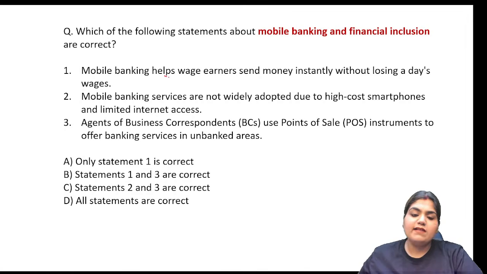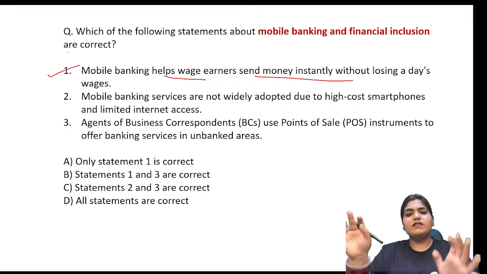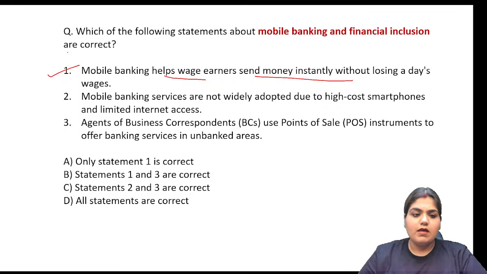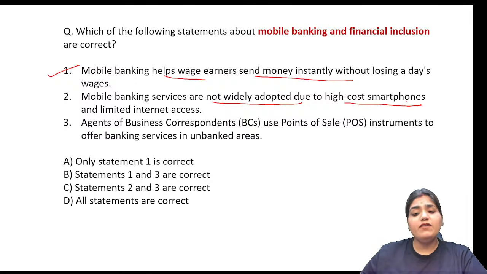Mobile banking helps wage earners to send money instantly without losing a work day wage. Yes, you can instantly put details on your mobile and send the money and receive the money. Mobile banking services are not widely adopted due to high cost smartphones. Smartphones are too cheap these days. Internet is available every place. So statement number 2 is incorrect. Statement number 3 is correct.